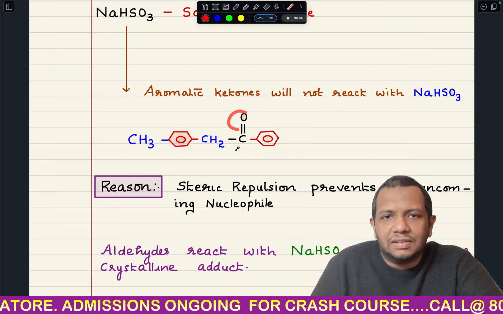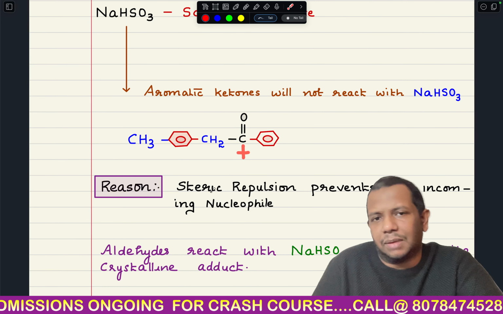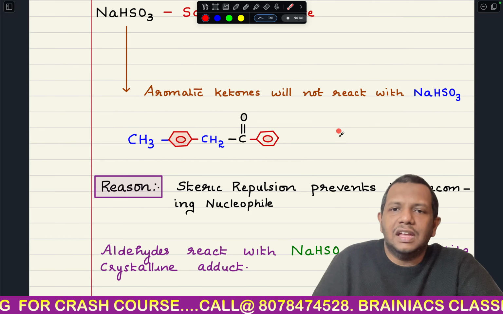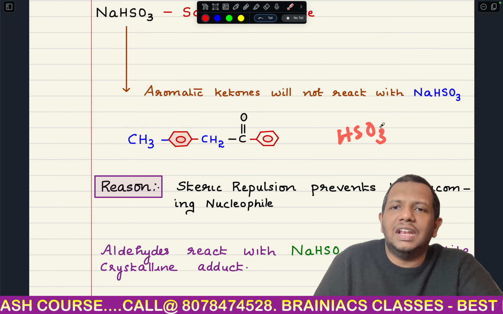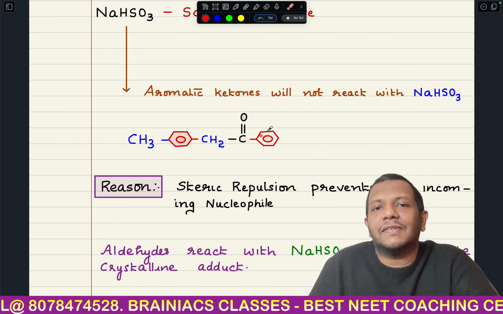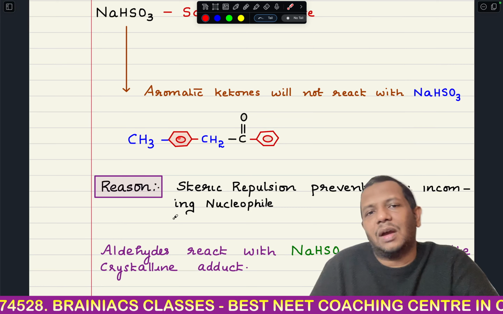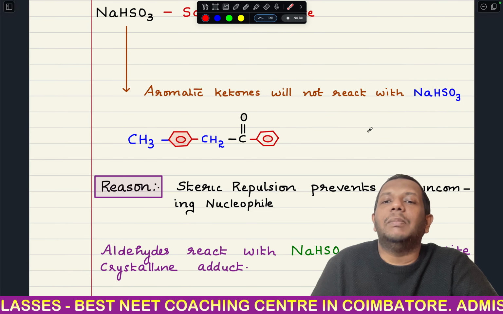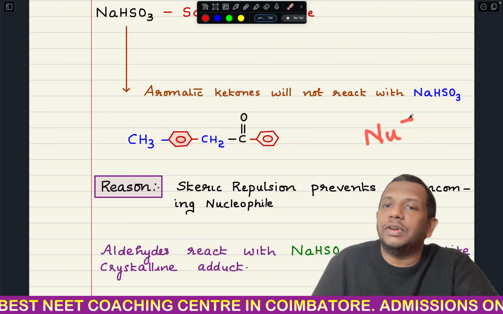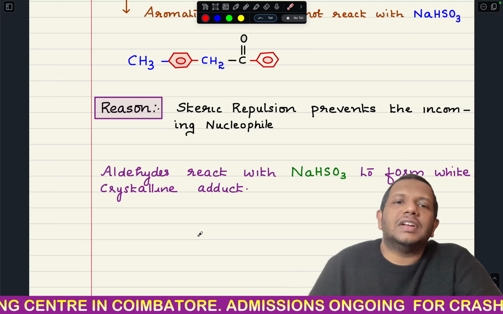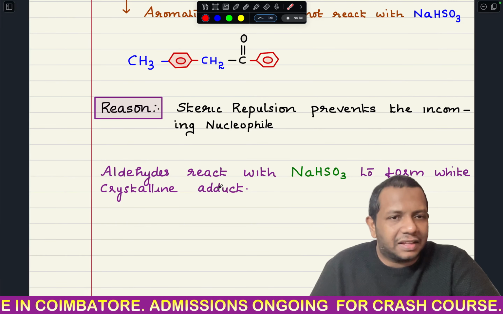Why? Because when it is undergoing polarization, a plus charge will come here. But because of the two benzene rings present here, the bulky nucleophile will experience a huge amount of repulsion, because the benzene itself has 3 pi bonds, and the other here has another 3 pi bonds. So 6 pi electrons will repel the incoming nucleophile, which also has a negative charge. So please remember, steric repulsion is preventing the nucleophile from attacking this one.